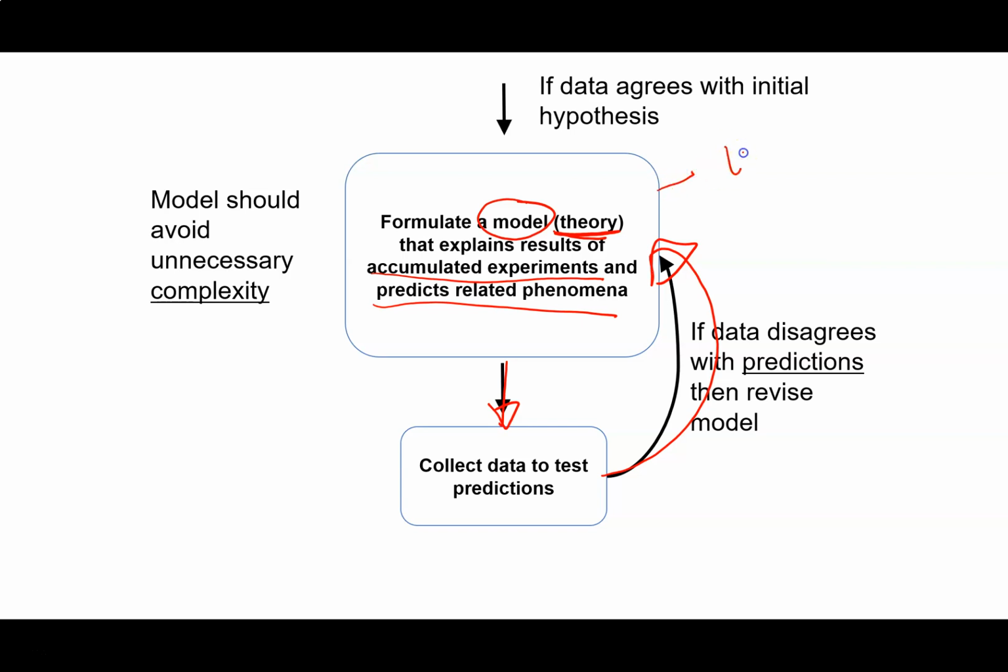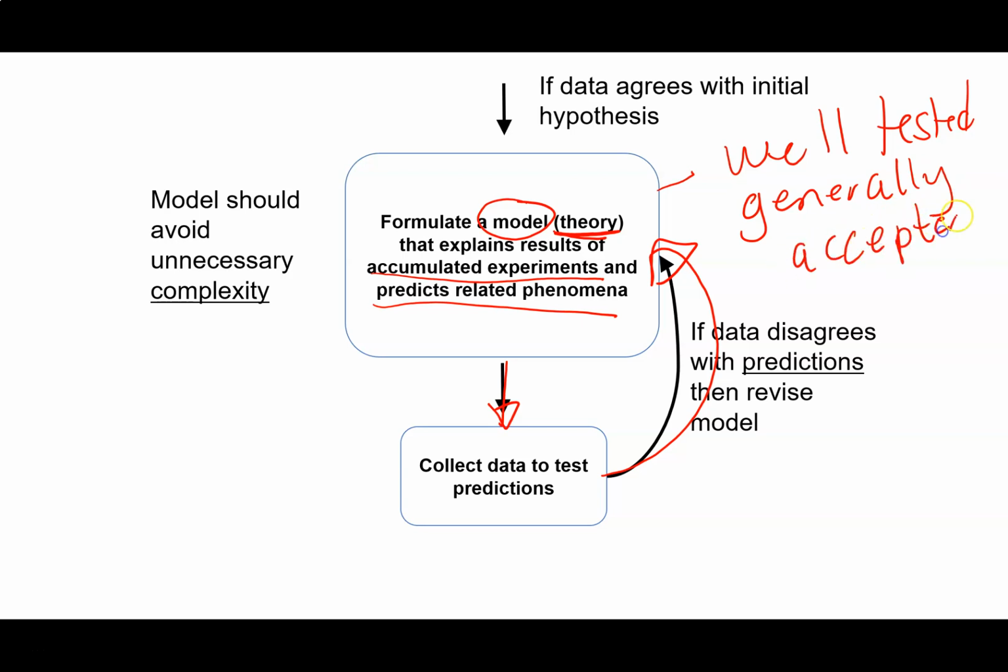So a theory is kind of like a well-tested, generally accepted hypothesis, right? So really, that's the only difference between a hypothesis and a theory: a hypothesis is considered to be tentative, and a theory is considered to be well tested.